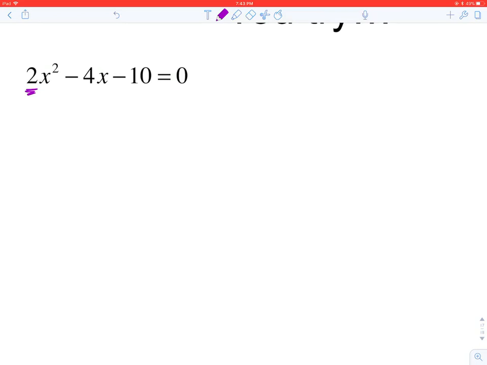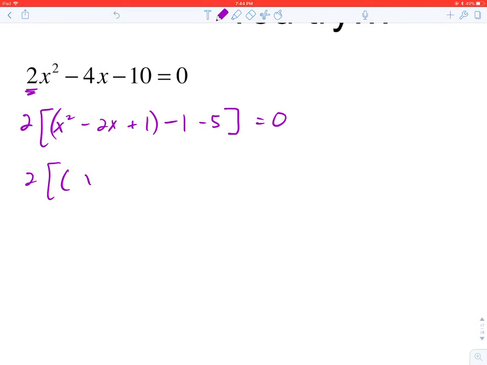Okay, notice this equation has a leading coefficient that is not 1. So we need to factor that 2 out. And complete the square inside the brackets. So negative 2 divided by 2 is negative 1. Negative 1 squared is just 1. So I'm going to add 1 and subtract 1. That factors to be x minus 1 squared. And we have the minus 6 in there.